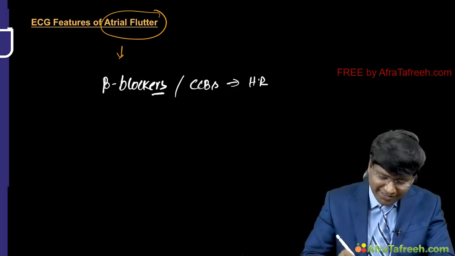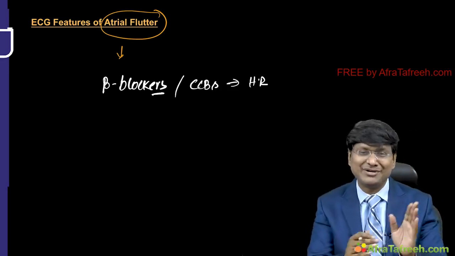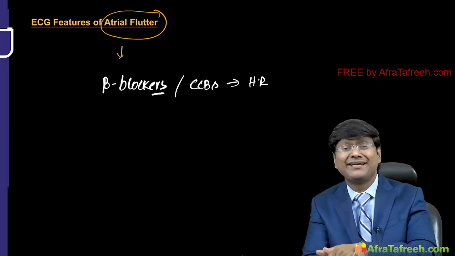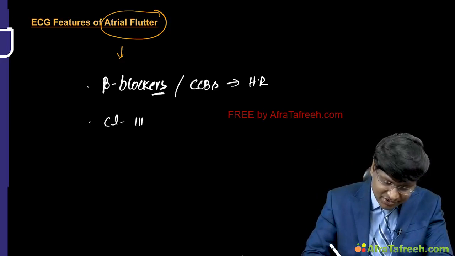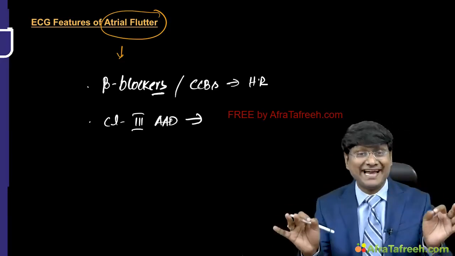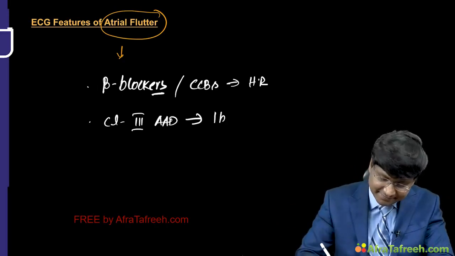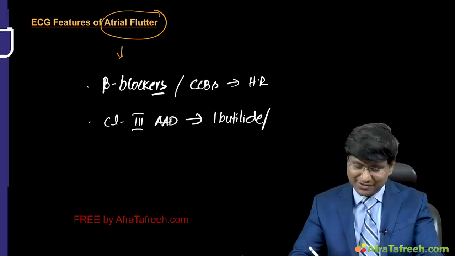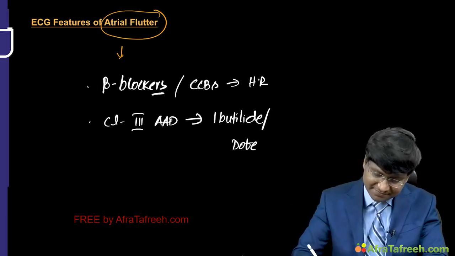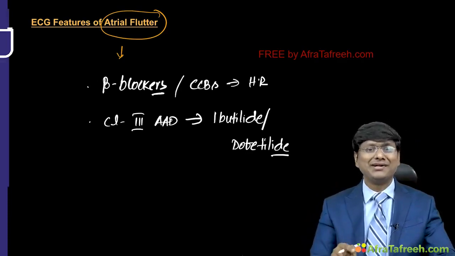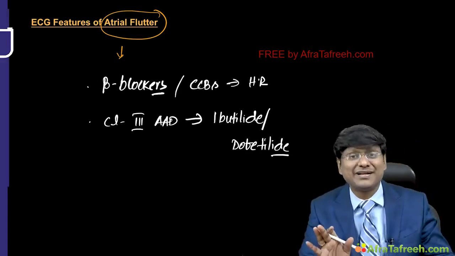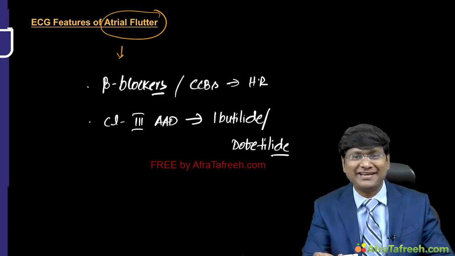But what are the drugs which will control the rhythm? Because in these individuals also you can have irregular rhythm. So the rhythm controlling drugs will be class 3 anti-arrhythmic drugs, right? And these class 3 anti-arrhythmic drugs are ibutilide or dofetilide. So these are the drugs which will control the rhythm in patients with atrial flutter.